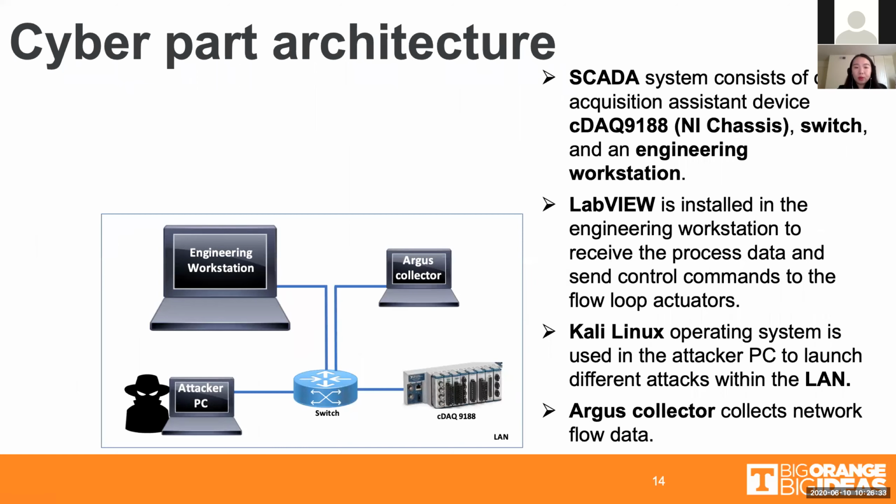Now let's look at the cyber part. So the cyber part has a SCADA system. It consists of data acquisition device, CDAC 9188, or I'll call it NI chassis here, and switch and engineer workstation. The LabVIEW is installed in this engineer workstation to receive the process data and send control command to the flow loop actuators. So basically this NI chassis is an interface of the sensors and actuators in the flow loop I showed and the engineer workstation.